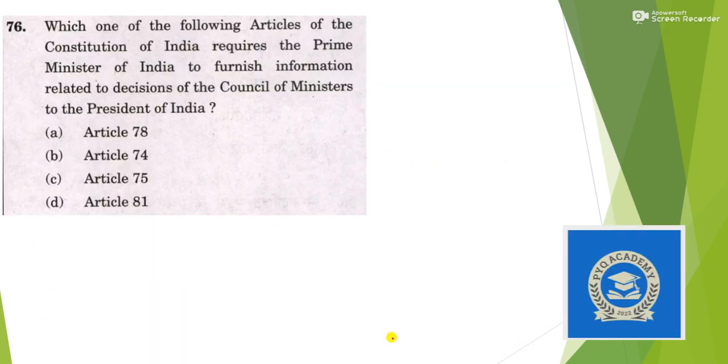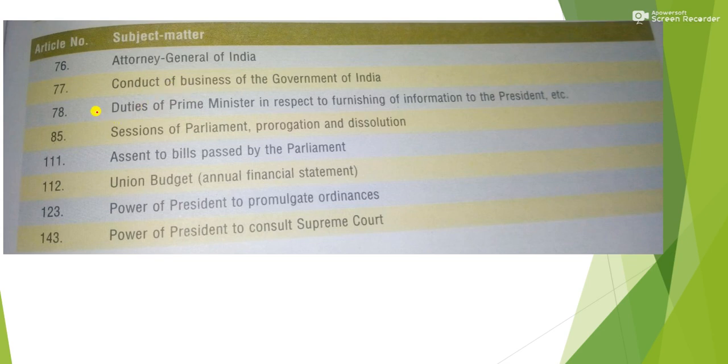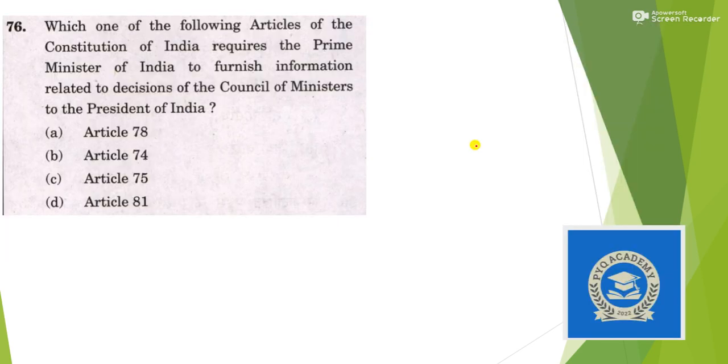Which one of the following articles of the Constitution of India requires the Prime Minister of India to furnish information related to decisions of the Council of Ministers to the President of India? This is a very important article. You can see here Article 78, duties of the Prime Minister in respect to furnishing information to the President. So the Prime Minister has a duty under Article 78 that he should give all the information of all the meetings which are done at the Council of Ministers level to the President. So the answer here is option A.